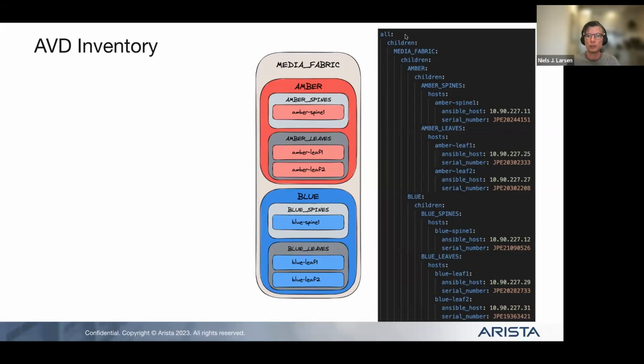At the top, we have this all keyword. It's not important. It's just for all the devices in the fabric. But what is important is the media fabric, the Amber and the Amber spines, etc. You will see these are all in uppercase, and we have a file with the identical name. So we will have a text file called media_fabric. We will have another called Amber and a third one called Amber spines, and so on.